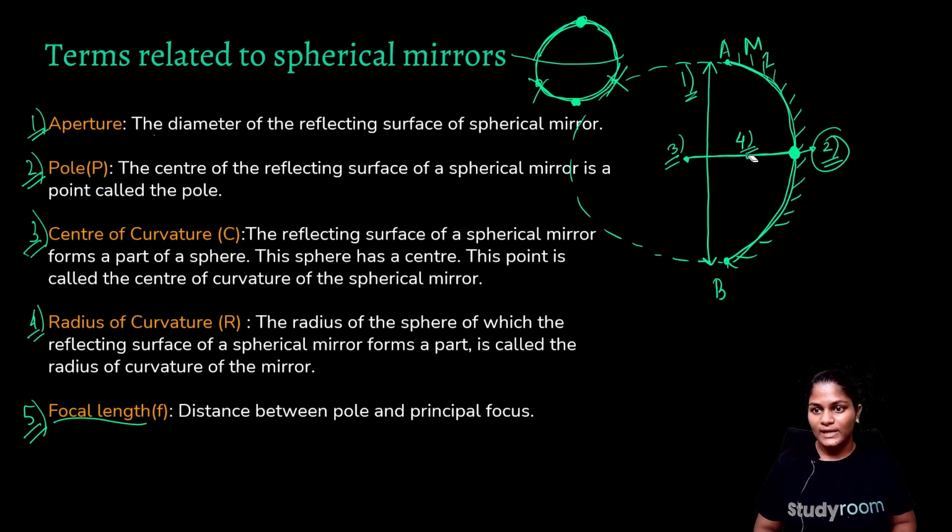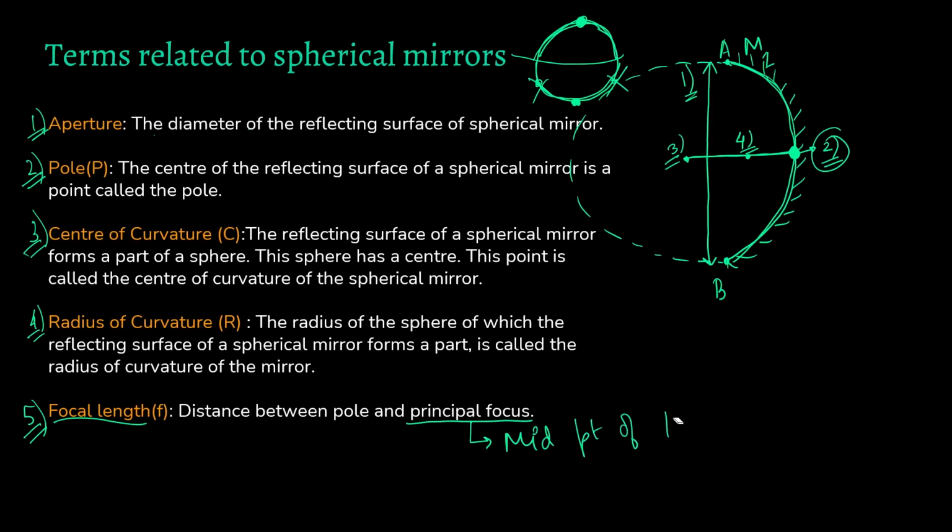So I am going to say that the principal focus is the midpoint of the radius. The midpoint of the radius is known as the principal focus, but it is going to be of much more significance as we go forward. This is just a beginning definition for you. Okay, let's move on.